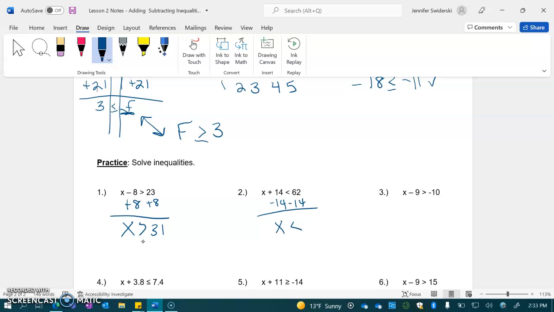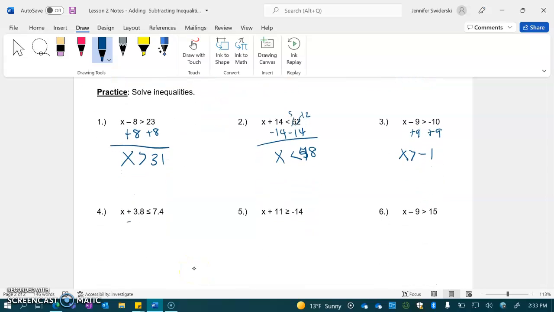I get x is less than, this becomes a 12, that's going to be an 8, 48. Forgot to borrow. This one, I'm going to do the opposite of minus 9, which is plus 9. So I'll get x is greater than negative 1. Number 4, we're going to subtract 3.8 from both sides to get x by itself. So I'll get x is less than or equal to, if I do 7.4 minus 3.8, this 7 becomes a 6, that 4 is a 14. 14 minus 8 is 6, 6 minus 3 is 3, so I'll get x is less than or equal to 3.6.